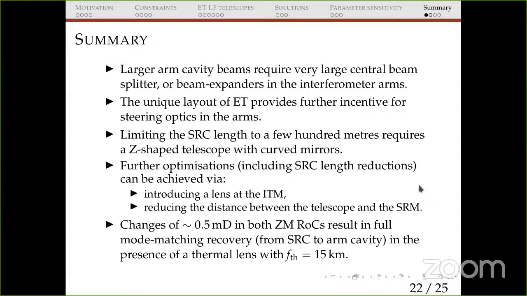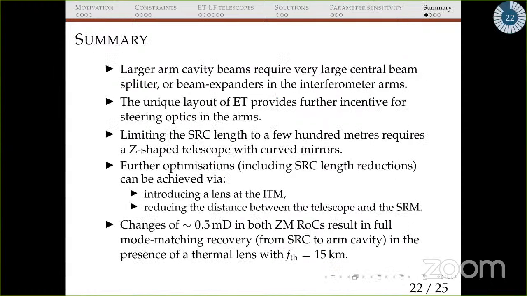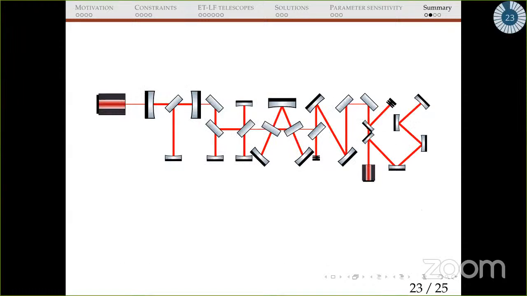And then finally, I showed that you can possibly correct for mode mismatches due to a thermal lens in the ITM, using the most extreme thermal lens from this plot, with around 0.5 millidiopter change in the ZM radii of curvature. And that's all. Thank you for listening.